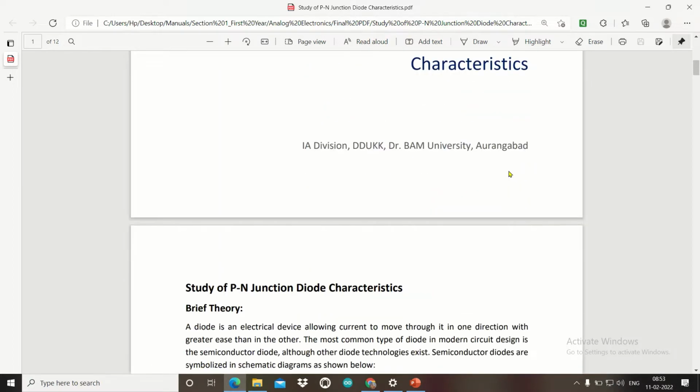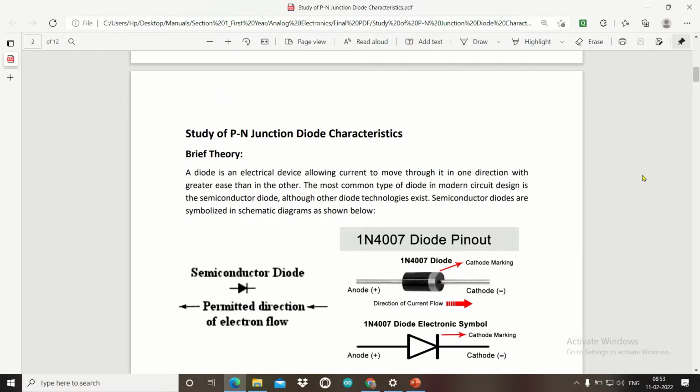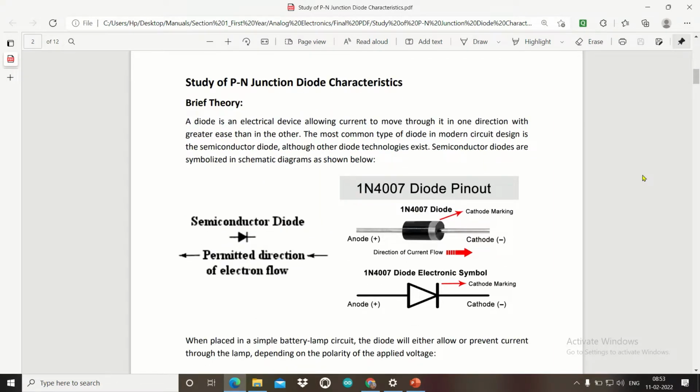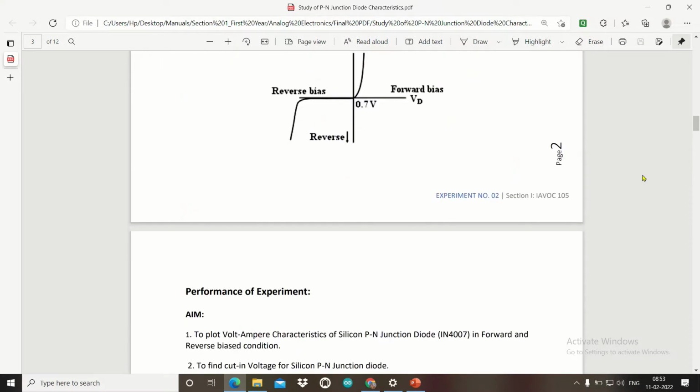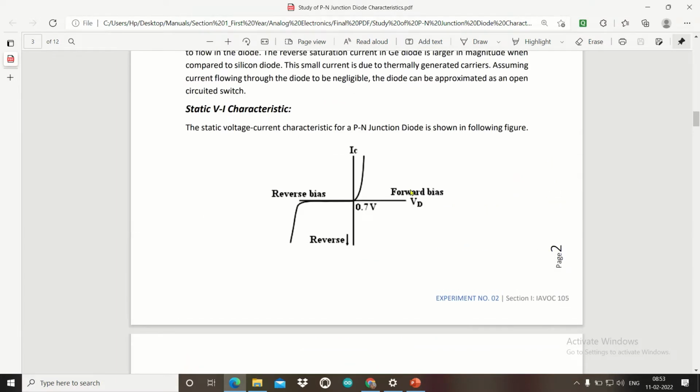A comprehensive manual is being provided to you in which you will be getting a brief theory of diode operation, the diode pin out, and identification of diode terminals. Everything has been given in a very comprehensive manner. The static IV characteristics has also been given, and this is the characteristic that we have to study through this experiment.